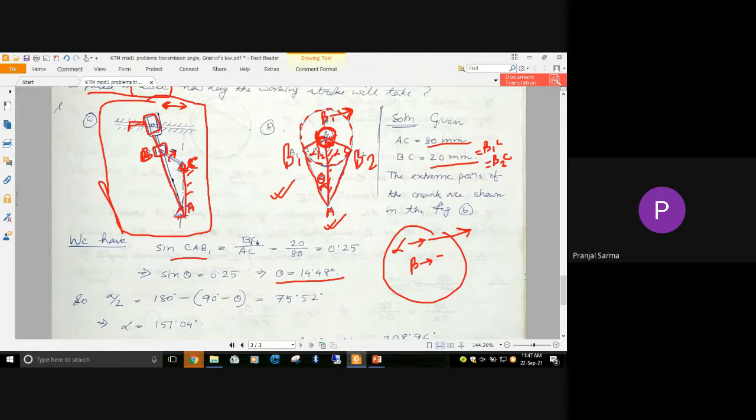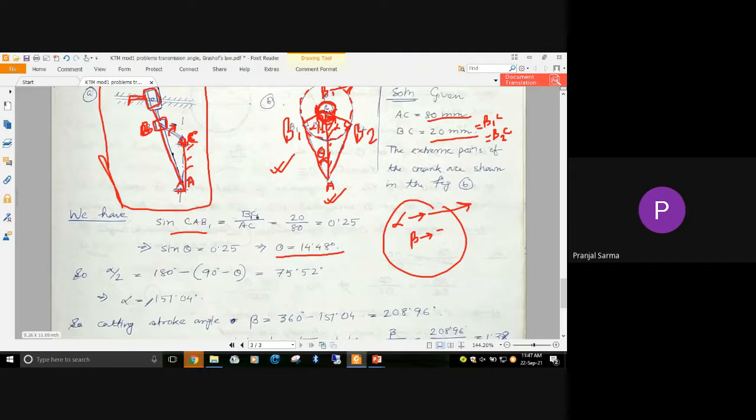Now I am not interested in theta actually; we are interested in this angle alpha. From this triangle, half of this angle is alpha by 2. So alpha by 2 I can write as 180 degrees minus 90 minus this particular theta. It's all three angles of a triangle. If I sum those up, you already know the answer. From here, by simplification, I get alpha to be 151.04 degrees.